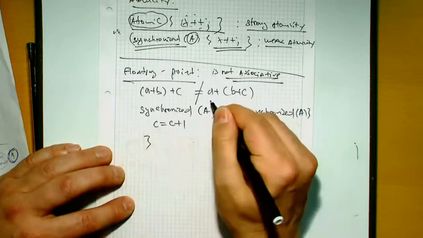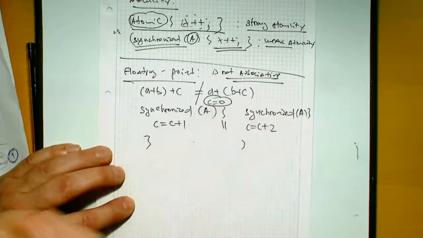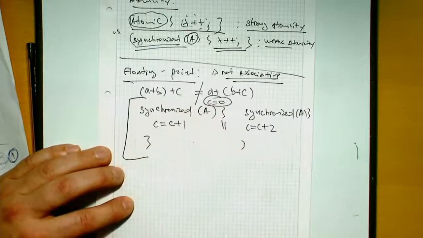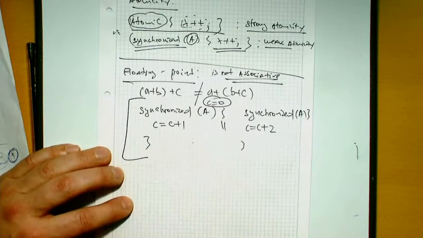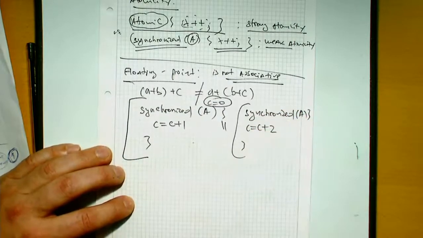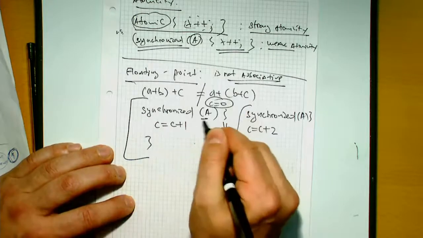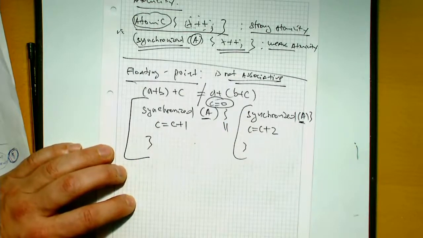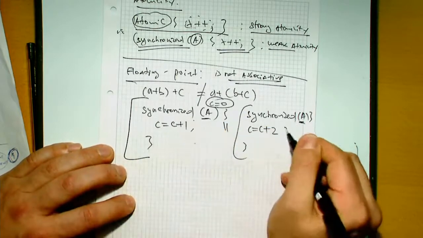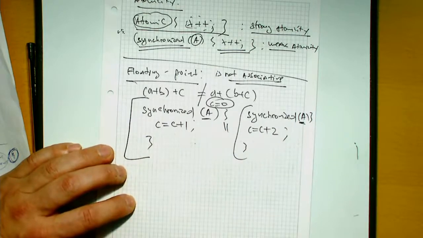Maybe C initially is 0. So we have this piece of code here. We have two threads, thread 1 and thread 2, executing the synchronized blocks. I took the lock on A, just like they say in the lectures. I took the same one, all fine, locked the object. And now I'm doing C equals C plus 1 and C equals C plus 2.